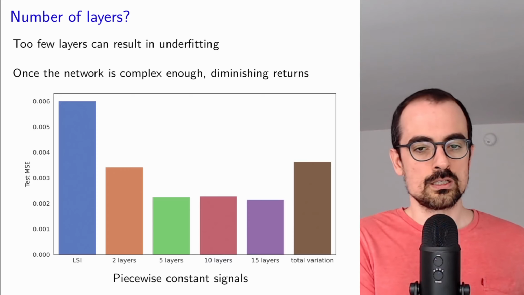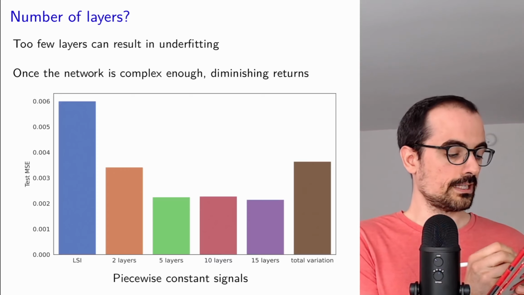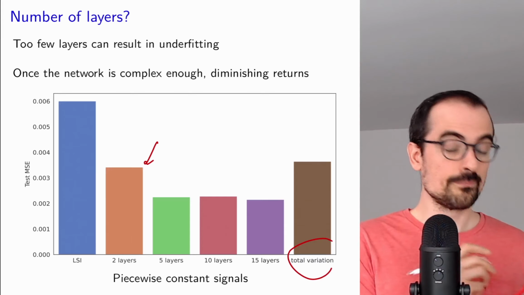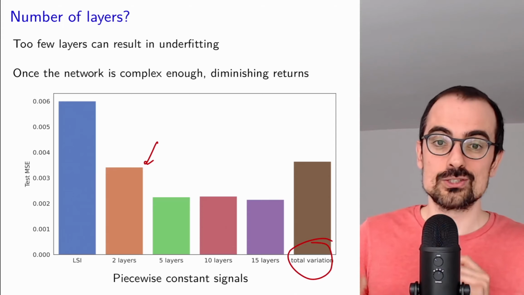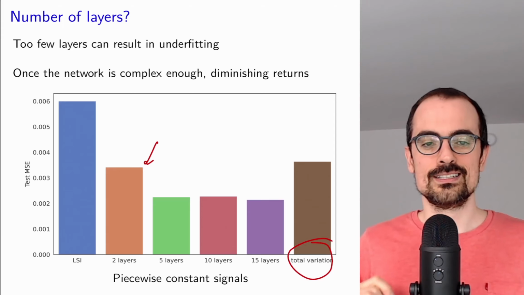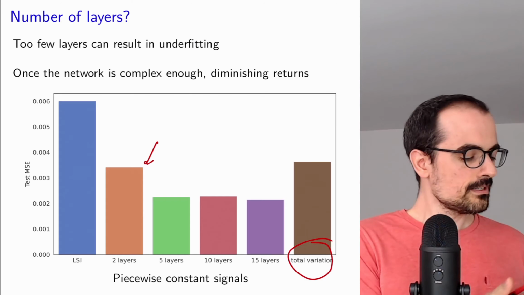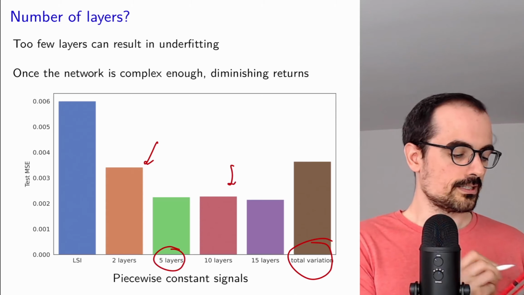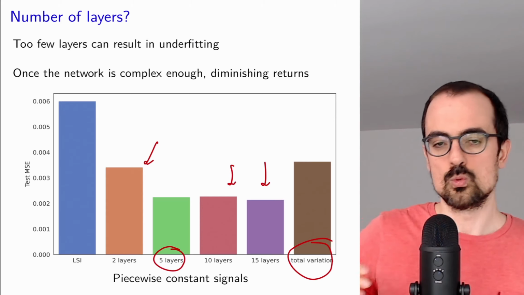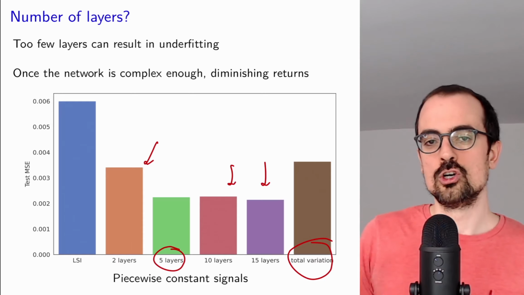Here you see that for a 2-layer network, we're already better than total variation, which is quite impressive because, again, total variation is specifically tailored to these piecewise constant signals. It becomes better for 5 layers, but after that, there's not a lot of improvement when we increase the layers to 10 or to 15.